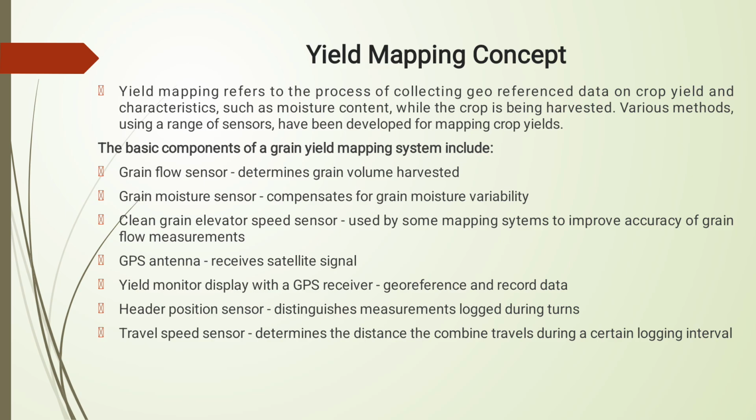Header position sensor. It distinguishes measurement logs during turns. Travel speed sensor. It determines the distance the combine travels during a certain logging interval.